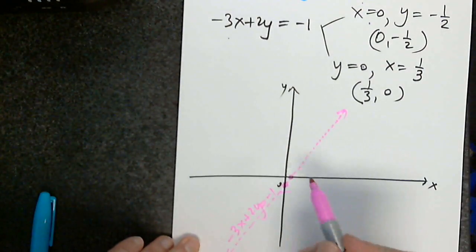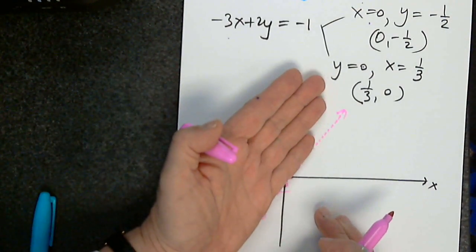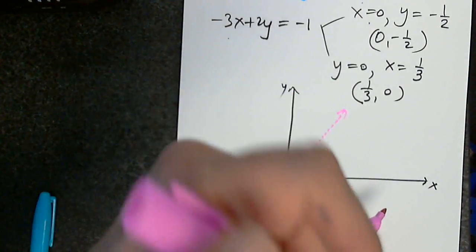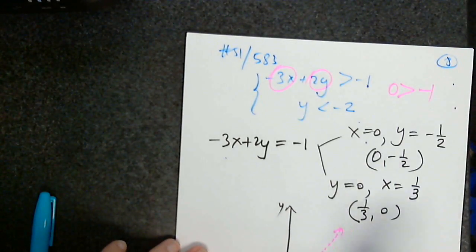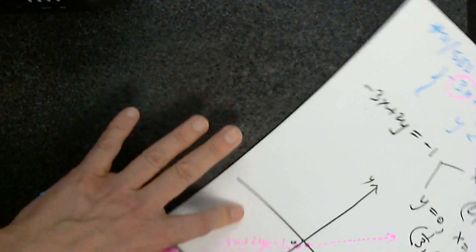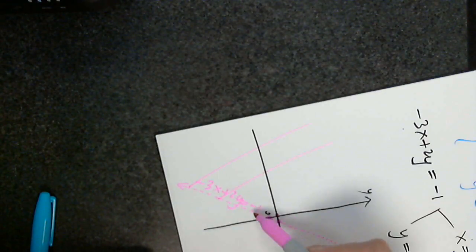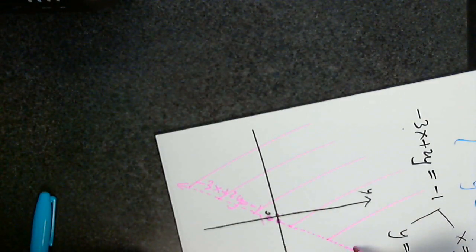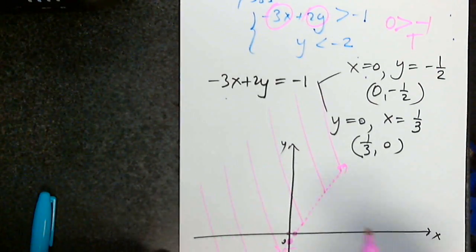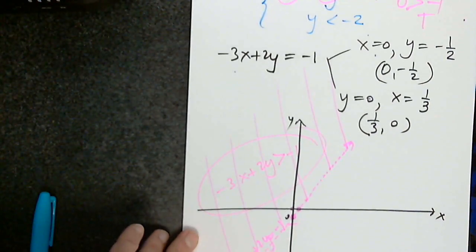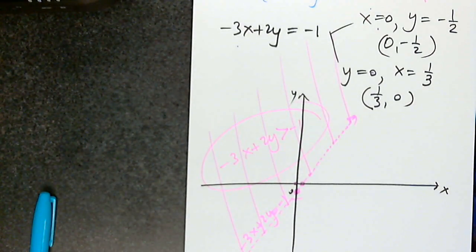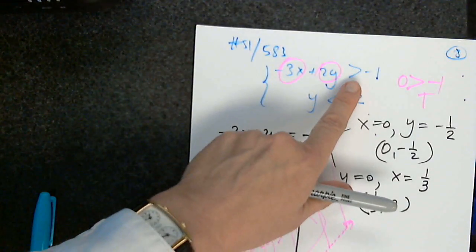Okay. So now I will choose 0, 0. So I'm checking this territory, to see if this territory works. So I plug in 0 and 0. And I get that 0 is greater than negative 1. Which is true, so I will have to shade in the area where the point that I checked with comes from. So this is now negative 3x plus 2y greater than negative 1. Everything we see in pink, however, not points on the line. Points on the line are not part of the solution. Why? Because there is no equal symbol here.